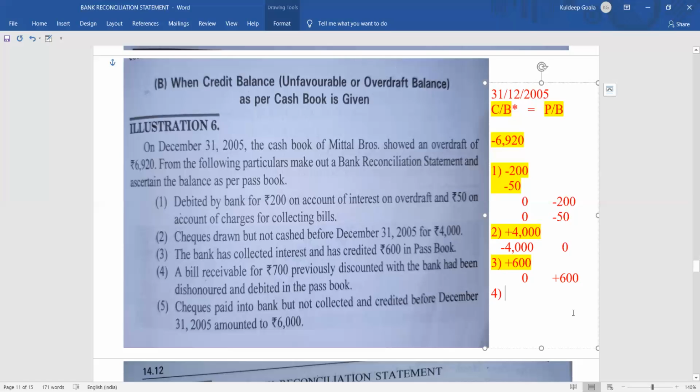Now coming to point number 4, what is given here? It is given that a bill receivable, bill amount of 700 was receivable, means we are supposed to receive 700 rupees from someone, previously discounted with the bank. Now to understand this concept, please listen carefully. Sometimes what happens is that in general business situation, we are not able to pay to someone who is very known in the business dealing.